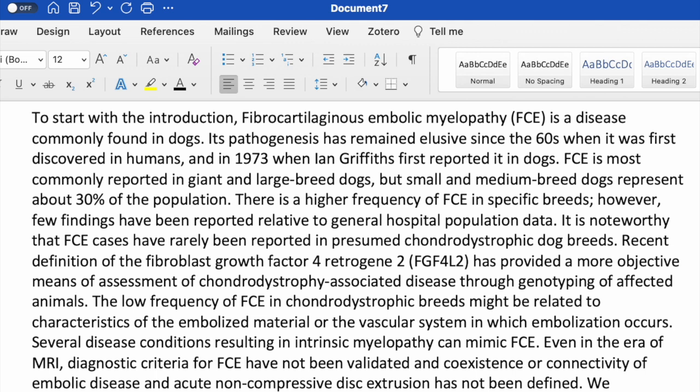Recent definition of the fibroblast growth factor 4 retrogene 2, FGF4L2, has provided a more objective means of assessment of chondrodystrophy-associated disease through genotyping of affected animals. The low frequency of FCE in chondrodystrophic breeds might be related to characteristics of the embolized material or the vascular system in which embolization occurs.